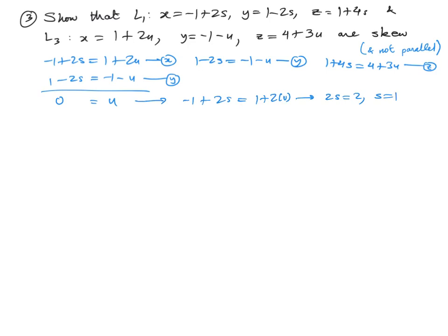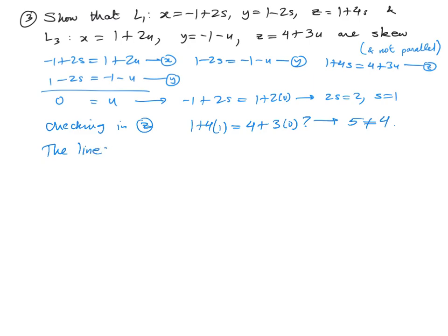Okay, so the solution I got from using x and y was u equals 0, s equals 1. And my argument is that if I try to plug that into the z equation, something's going to go wrong. That way it's impossible for all three coordinates to match at the same time. So checking in z, we get 1 plus 4 times 1 equals 4 plus 3 times 0, question mark. And the answer is 5 does not equal 4. So the lines do not intersect.